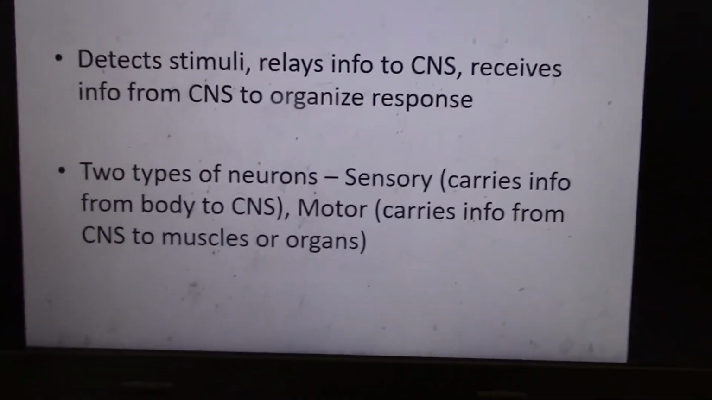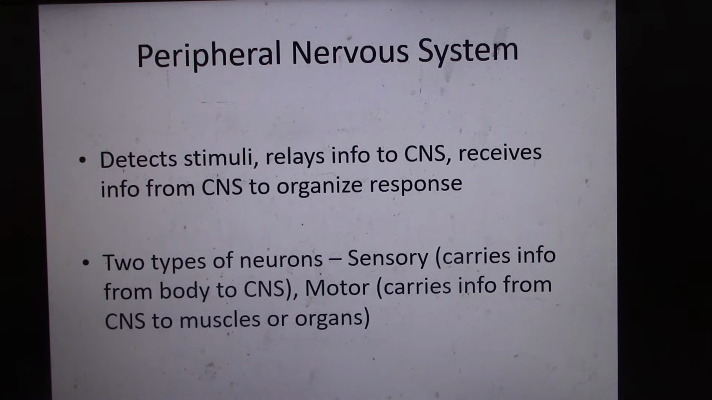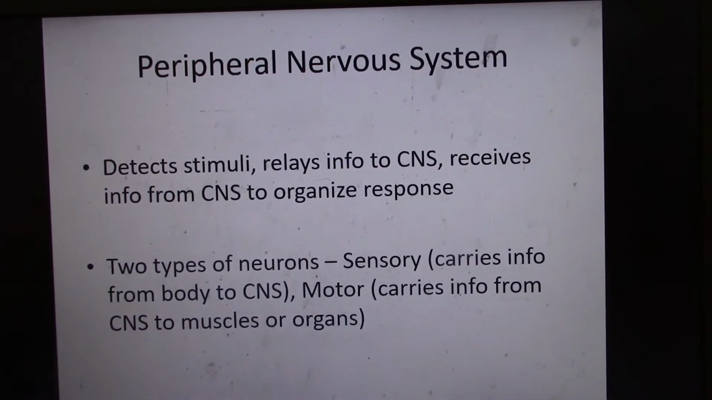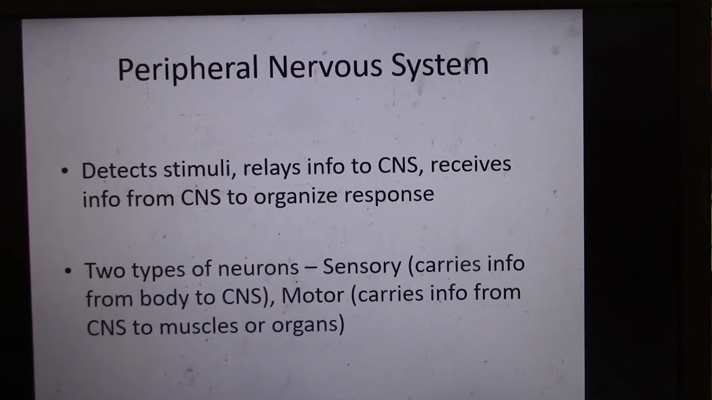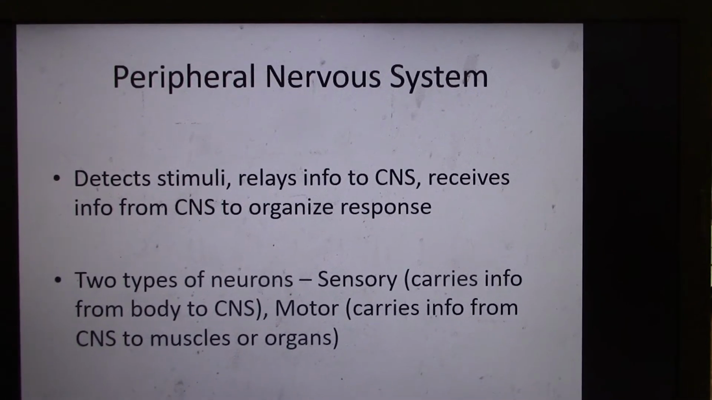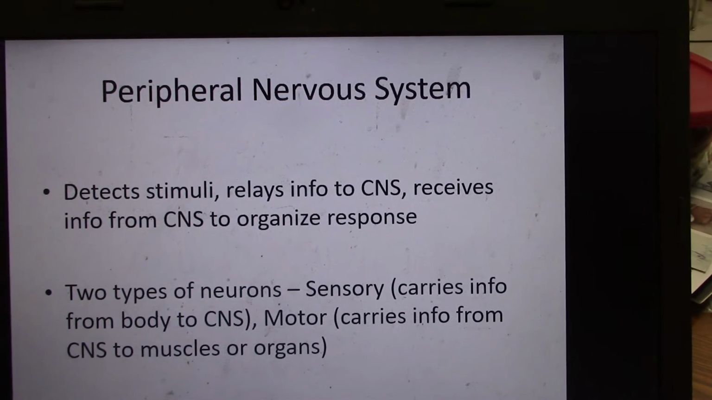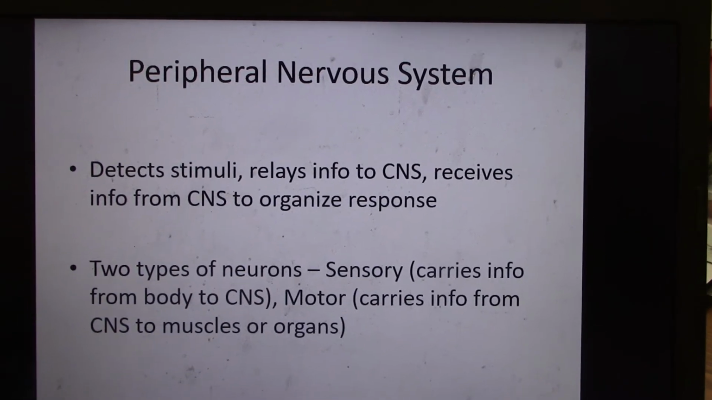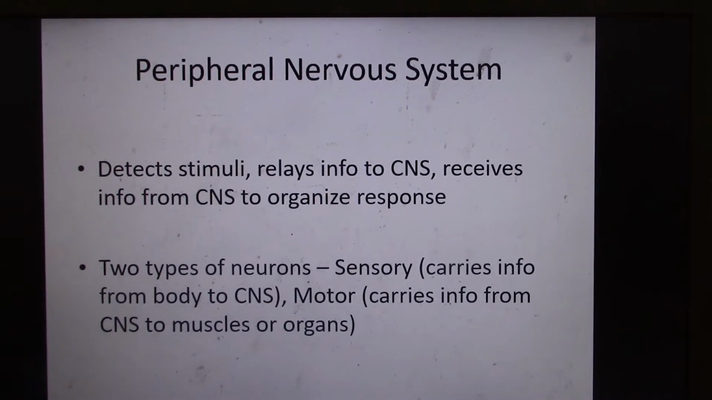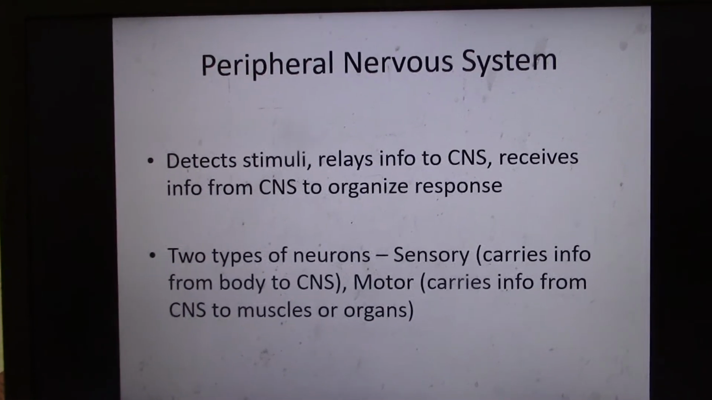You have two types of neurons in your peripheral nervous system. You have sensory neurons, which sense things in the environment. So they carry information from the body to the CNS about what's going on. And then motor neurons take the response that's coordinated from the central nervous system and bring it to your organs or to your body in order to act accordingly based on what information the central nervous system is receiving.